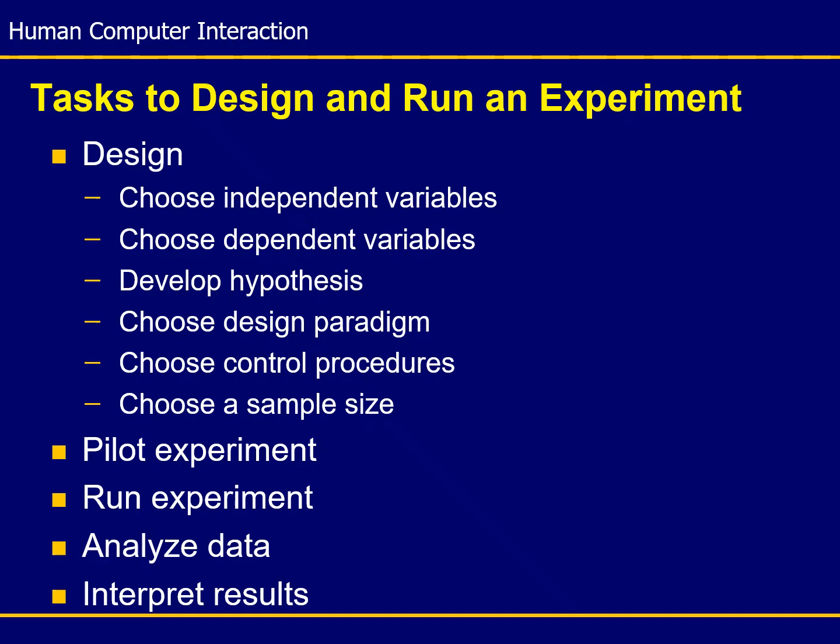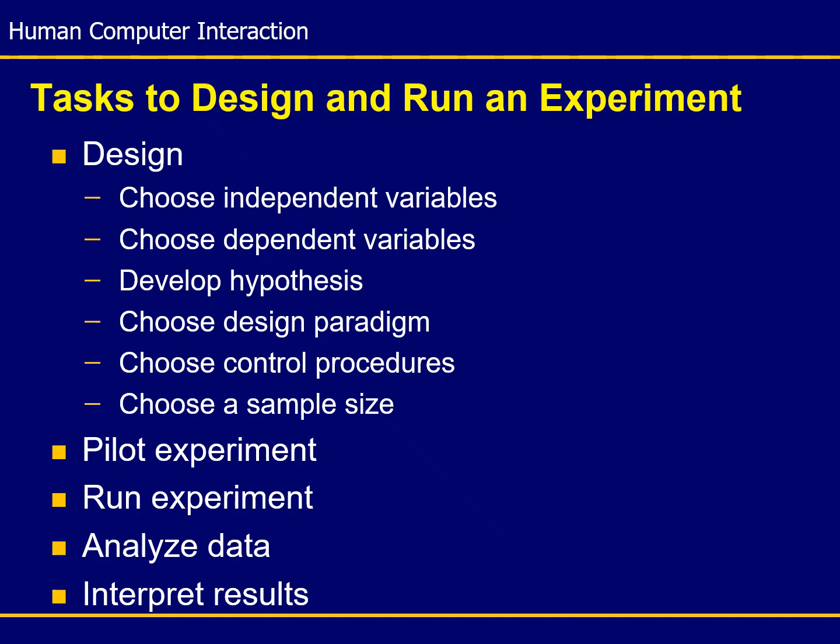Now let's go through the steps of actually designing and running an experiment. So first you design the experiment before running it. Designing means choosing an independent variable, developing the hypothesis, choosing the design paradigm, defining and choosing the control procedures, and then finally choosing a sample size.